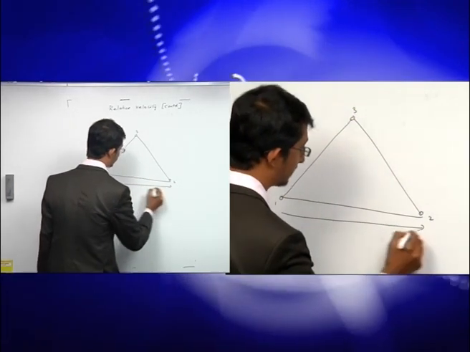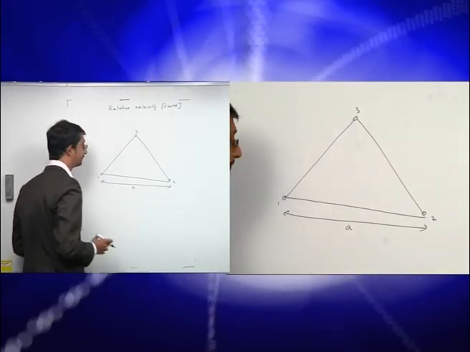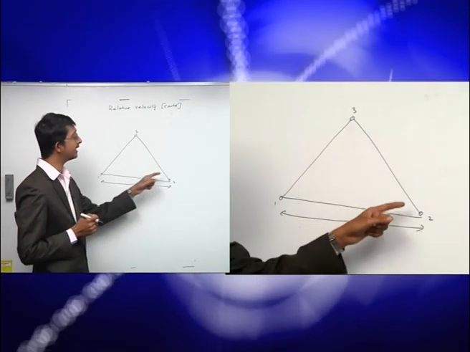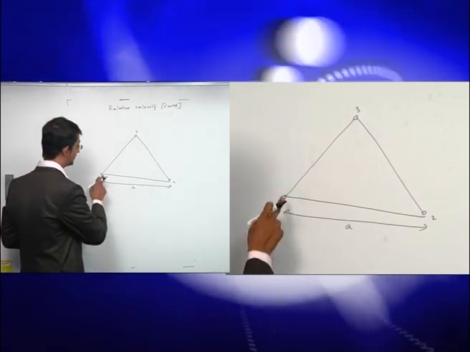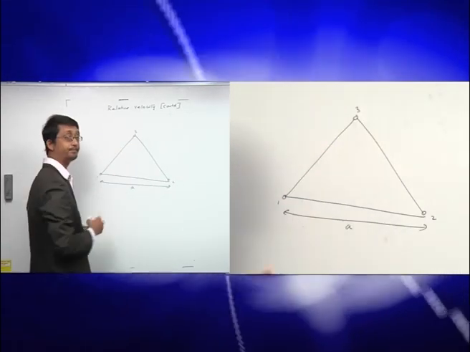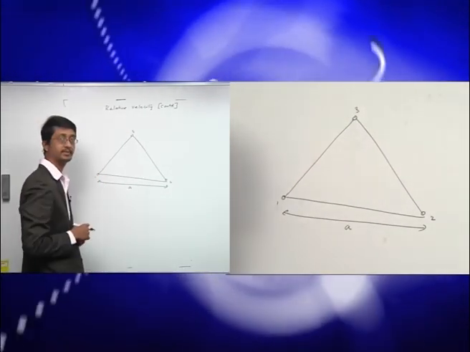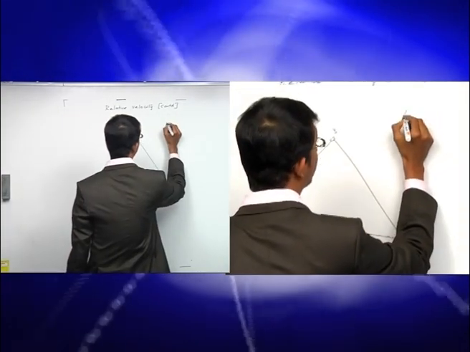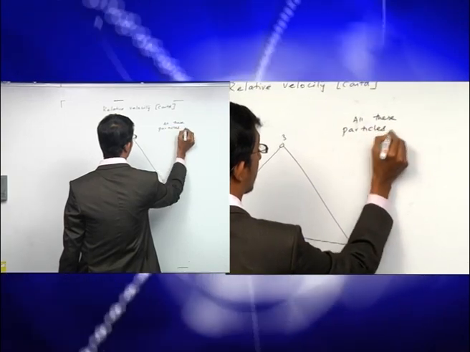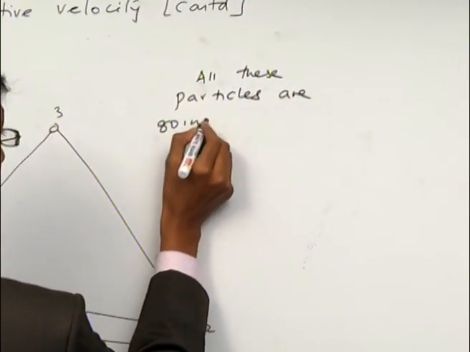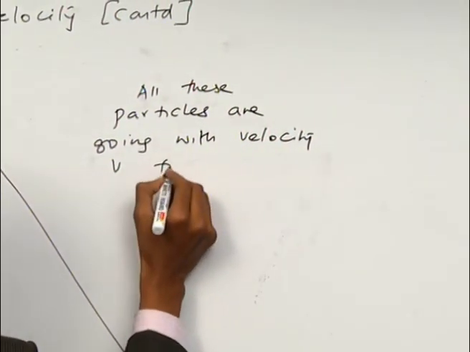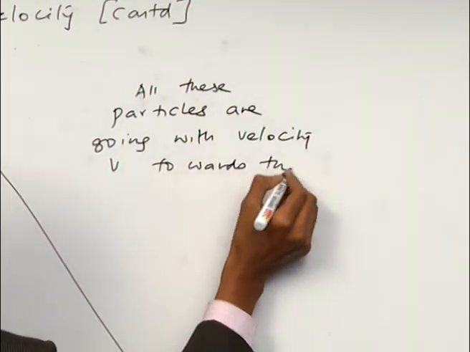The side of this equilateral triangle is A, and each particle is aiming and going towards the other particle. So 1 is going towards 2, 2 is going towards 3, 3 is going towards 1. And all these particles are going with velocity v towards the next particle.